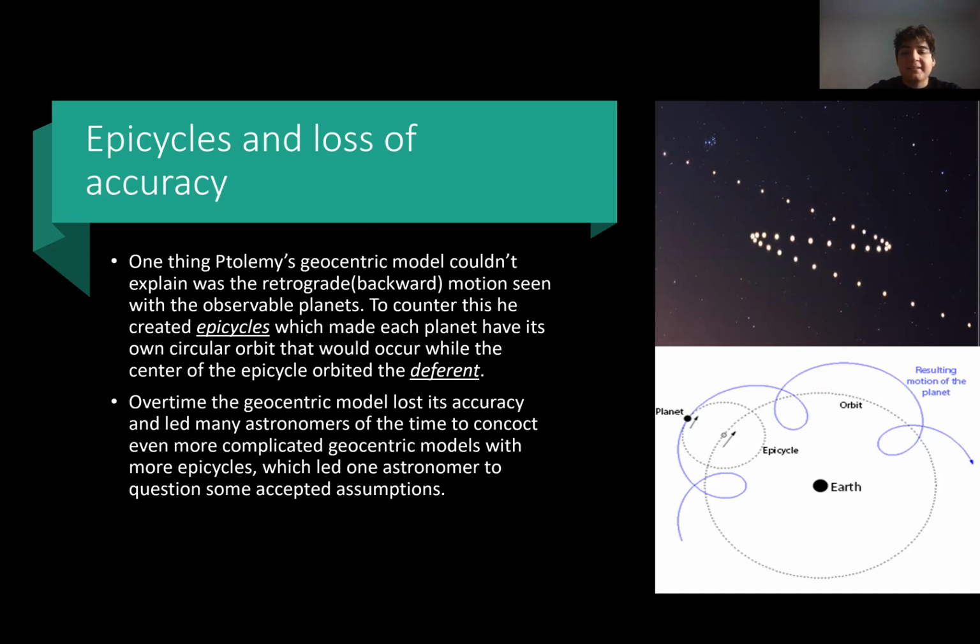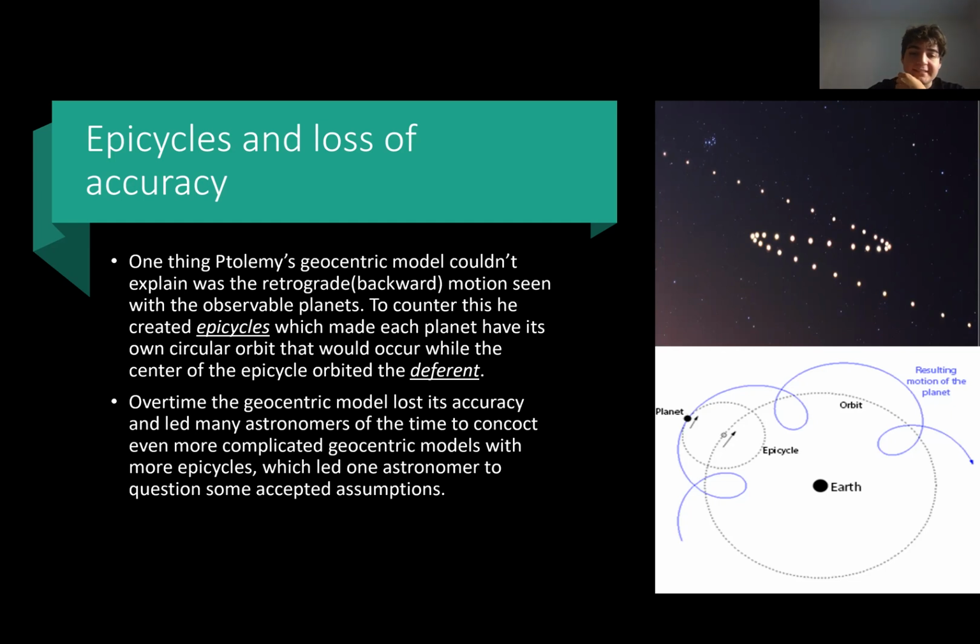And the only way that he can explain that was through epicycles, which the image on the bottom right demonstrates, with Earth in the center of the universe. You have a planet, let's just call that Mars. And that little circle going around Mars would be the epicycle. That would be its orbit. And the center of the epicycle would orbit around a deferent, which would be the orbit around Earth. And that will replicate that motion.